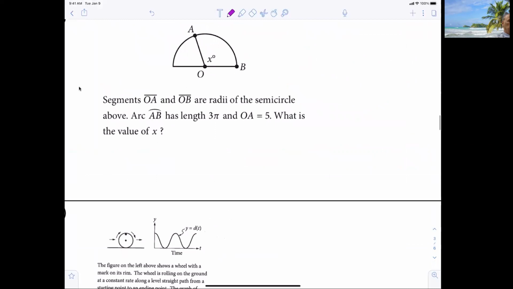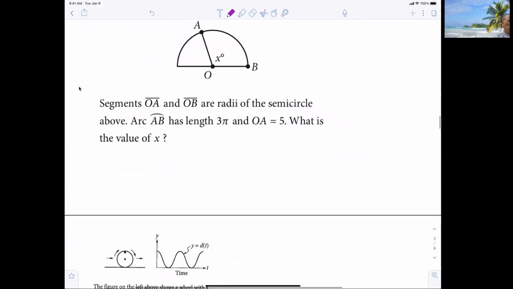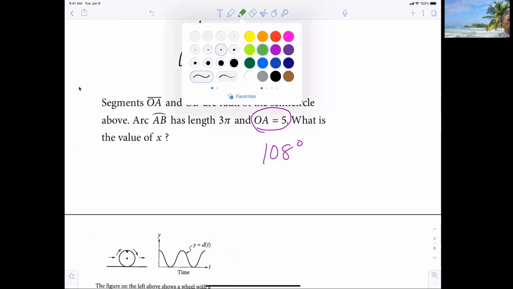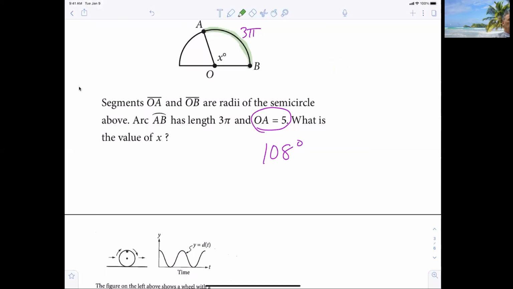Number 7. I feel good about this one. Somebody said what? 108 degrees. Does everybody agree with 108, or do I need to do that? So let's say AB has a length of what? 3 pi, right? And it has a radius of what? Now, again, what I'm trying to tell you is this is a part of the circumference. Do you agree? So do we agree the circumference would be what? 10 pi. If I went all the way around that circle, I would go 10 pi.